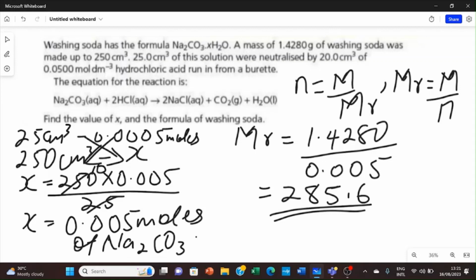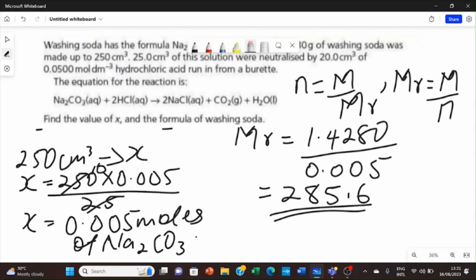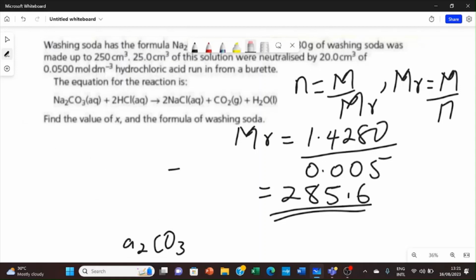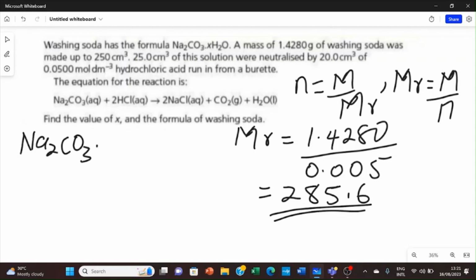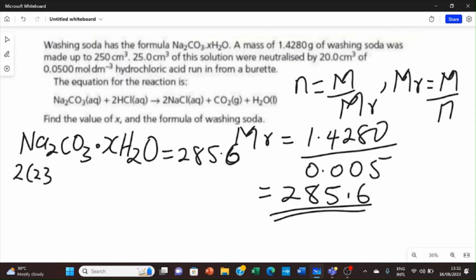So I have to calculate the value of x. To calculate the value of x, we'll have Na2CO3.xH2O, the molar mass of which is equal to 285.6. Sodium is 23, so we'll have 2 bracket 23, plus carbon is 12, relative atomic mass. Relative atomic mass of oxygen is 16, which is 3 bracket 16, plus x bracket 2 times 1 plus 16.